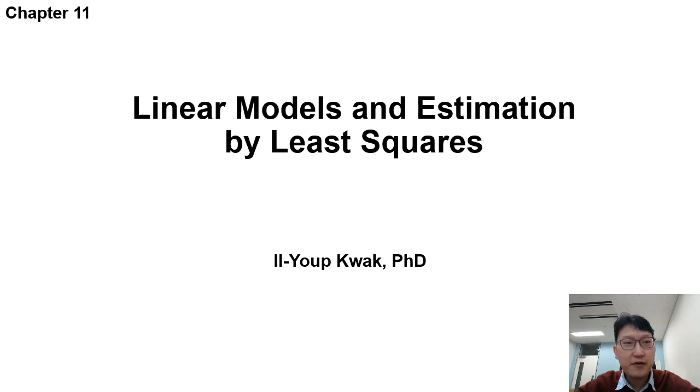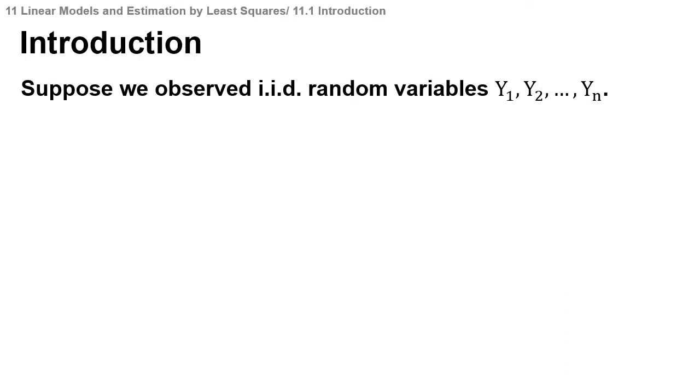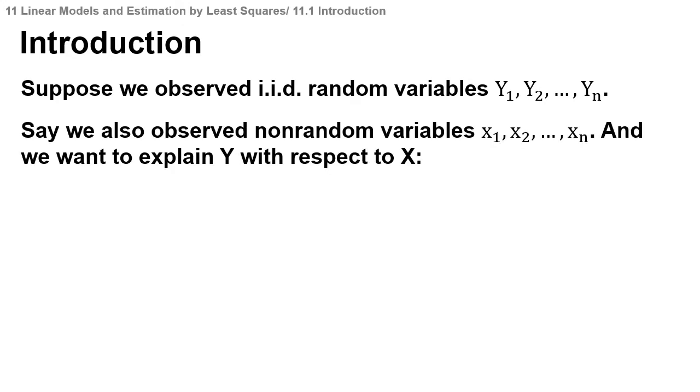Okay, hello everyone. Today we will learn chapter 11, linear models and estimation by least squares. Here is the introduction of the linear models. Suppose we observed IID random variables y1 to yn, and say we also observed non-random variables x1 to xn, and we want to explain y with respect to x.